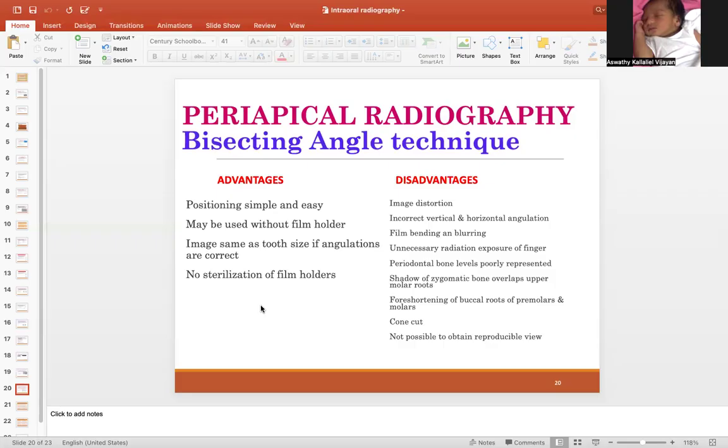Disadvantages: there is no correct representation of the tooth in the image, resulting in image distortion. There are chances of incorrect vertical and horizontal angulation, and while the patient is pressing with the fingers, there are chances of film bending, unnecessary radiation exposure to the patient's finger, periodontal bone levels are poorly represented, the shadow of the zygomatic bone usually overlaps the molar roots, foreshortening of the buccal roots of premolars and molars, chances of cone cut, and as a result, we are not able to produce a reproducible view.